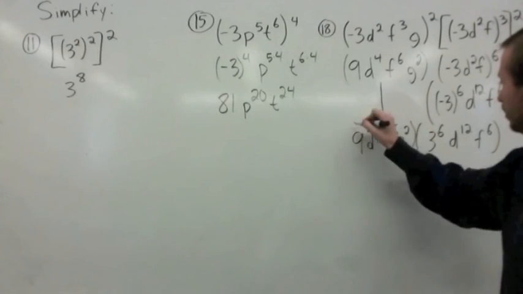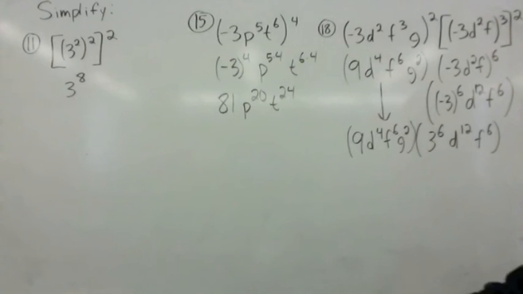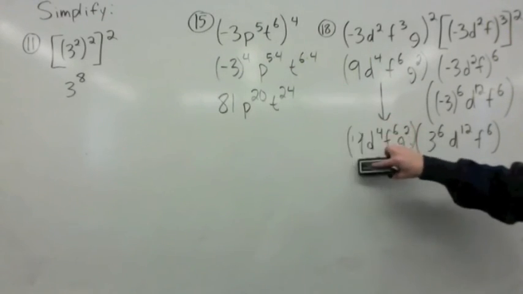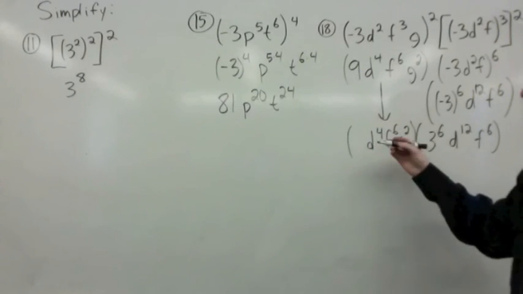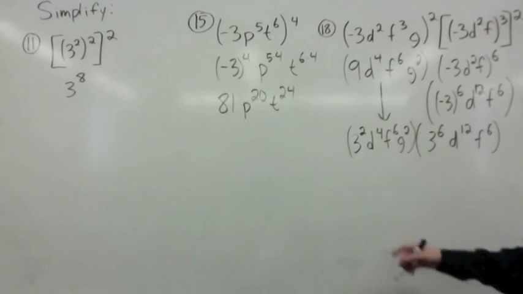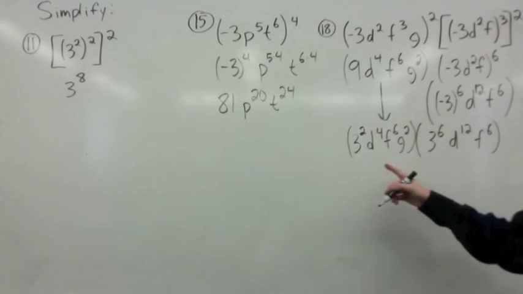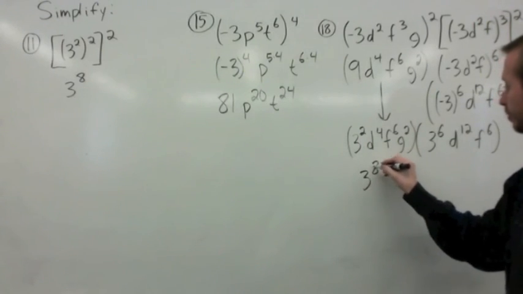9d to the 4th f to the 6th g squared. Okay, 9 and 3 to the 6th, those have different bases. If that's the case, one thing you might consider doing, if you're not going to simplify it all the way, is to change this back into 3 squared. That might be a little bit annoying. You might be wondering why I changed the bases. It's just because I want these to be common. 3 squared times 3 to the 6th is going to be 3 to the 8th.